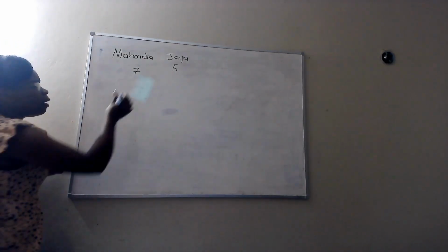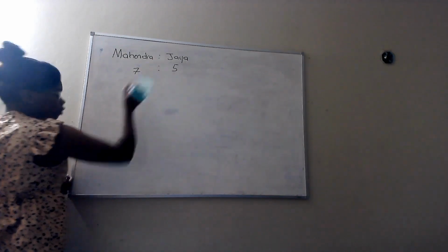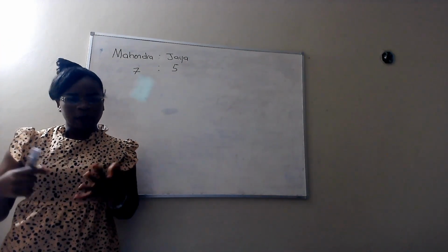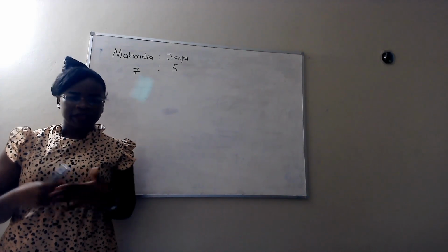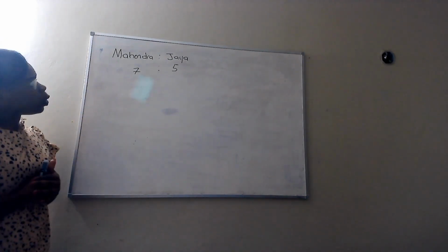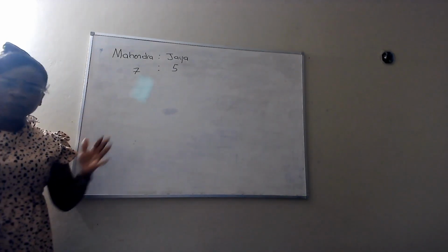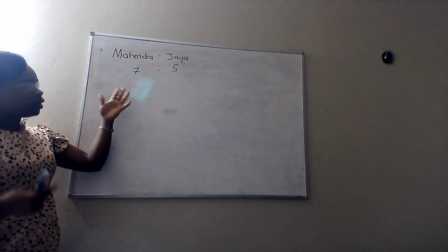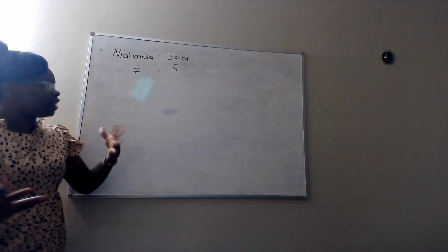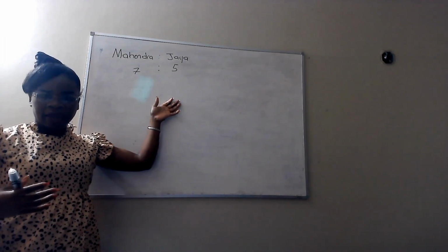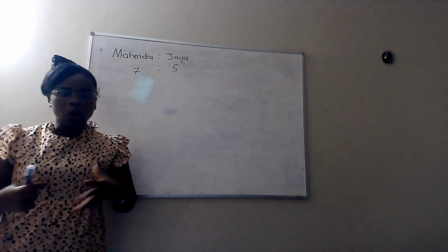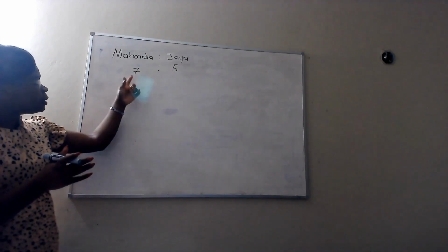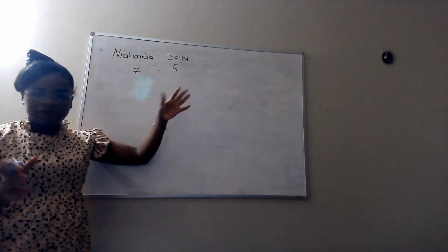Because we're comparing, this is called ratios. We're comparing the amount of money they got. Obviously, looking at this, you can tell that Mahendra would have gotten more money than Jaya. If we look at this in total, we could say that 7 plus 5 is 12.